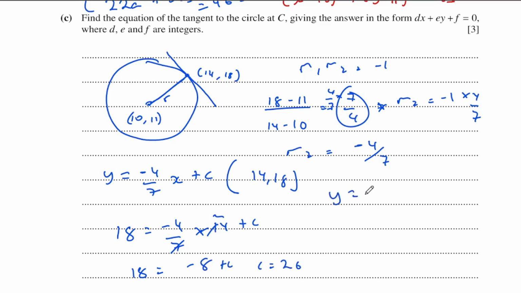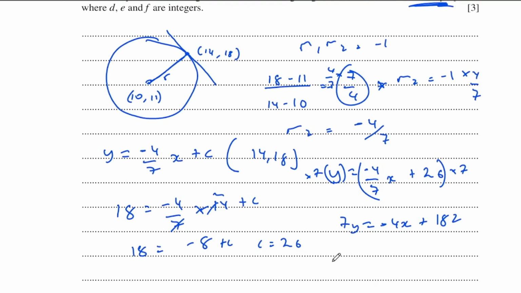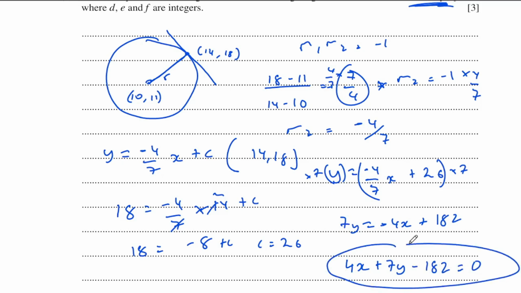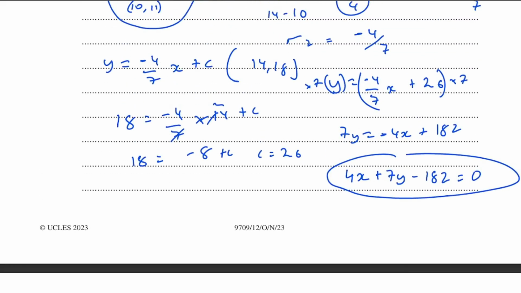So we basically have y equals negative 4 over 7x plus 26, and obviously they don't want any denominators, so we can just multiply by 7 throughout. So we end up getting 7y equals negative 4x plus 26 times 7, which is 182. And everything on one side, we end up getting 4x plus 7y minus 182 equals 0. And that's going to be the equation of our tangent. Yeah, and that is it for this paper.